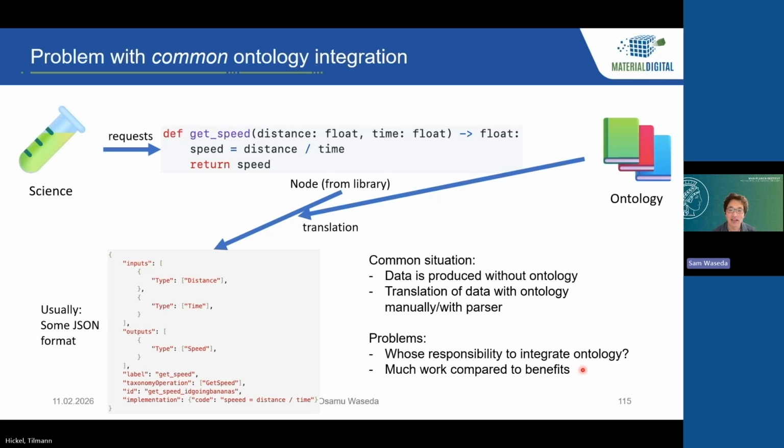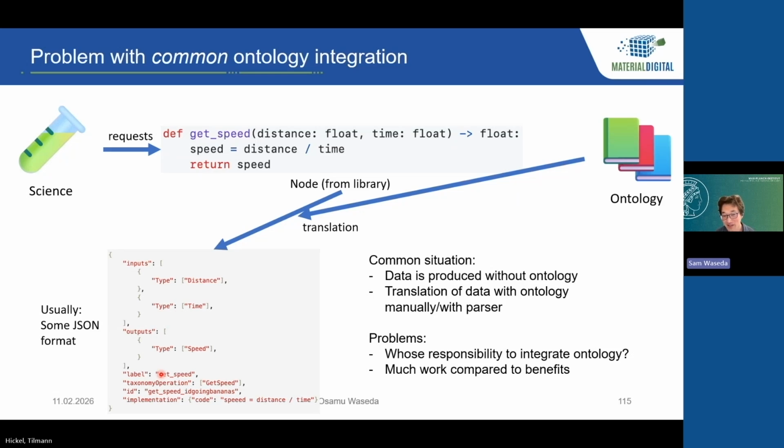So as a scientist, you'd like to use a tool, or a node from a library, like in this example, get speed, right? And you'd like to make sure that this has ontological information. But the node developer who created this node probably didn't really care about the ontology, so they probably wrote just this node, right, without any semantic information. And the ontologists, on the other hand, are probably only concerned that the ontology is complete, and they definitely don't come to the library to make sure that these tools have semantic information.